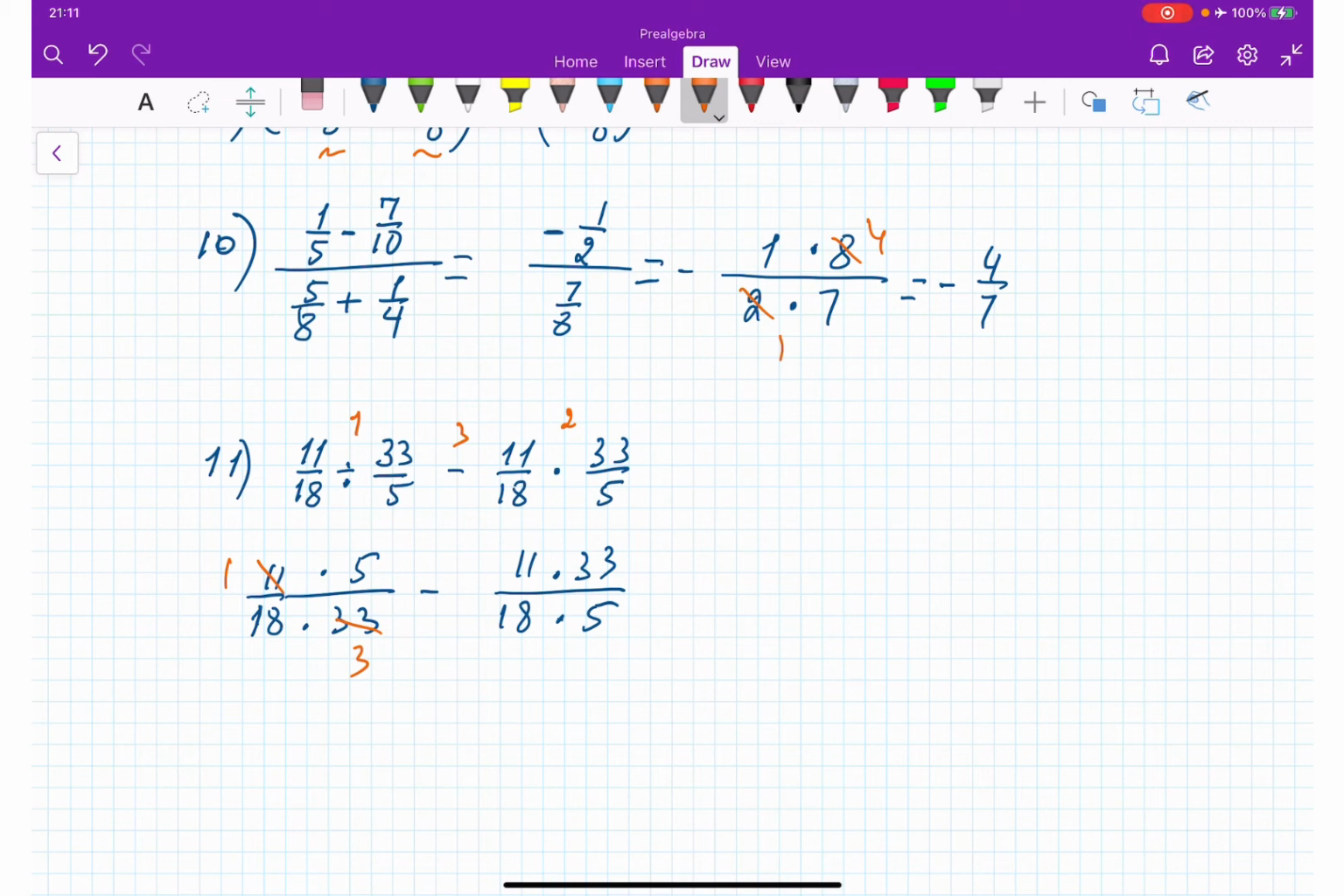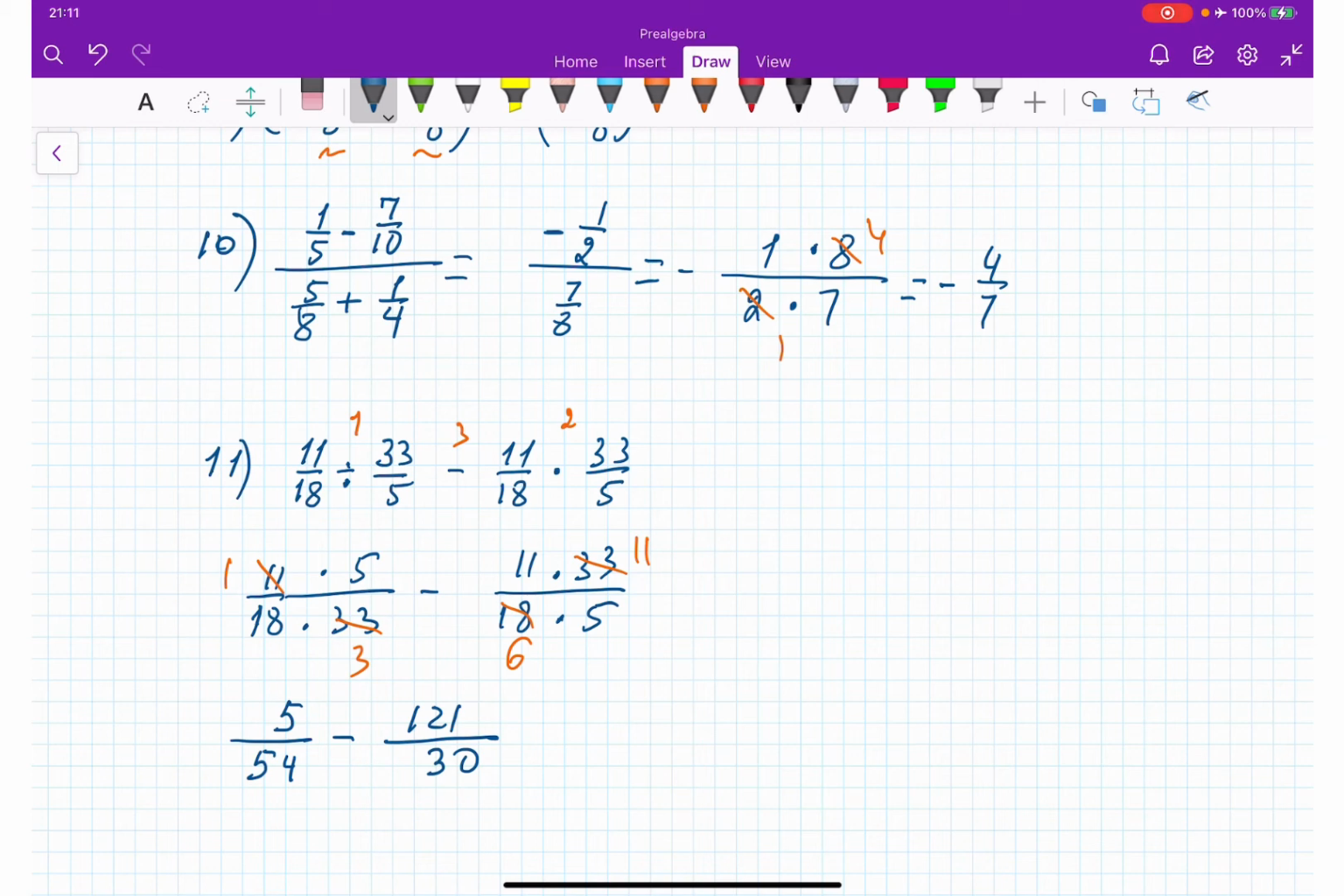Next, here, 33 and 18, both of them I can divide by 3. This will be 11. 18 divided by 3 is 6. Okay, and the result we are getting here is 5 times 18 times 3, 54. And minus 11 times 11, which is 11 squared, is 121. 6 times 5 is 30.